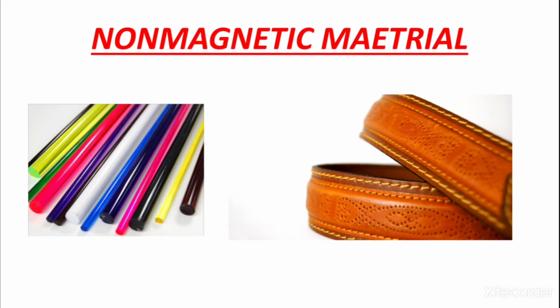So what are non-magnetic materials? The materials which are not attracted by a magnet are called non-magnetic materials, such as plastic, leather, cloth and other materials which are not attracted by a magnet.